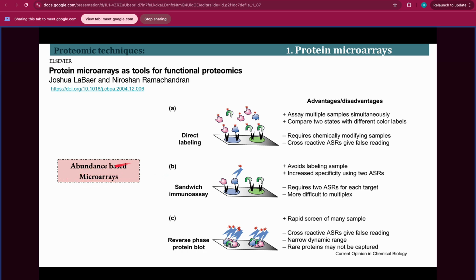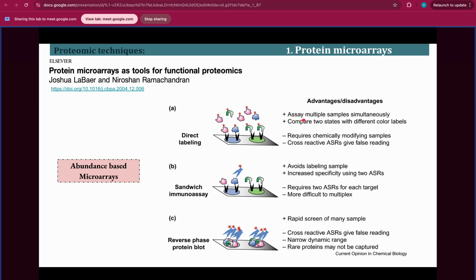In the case of abundance based microarrays we have three techniques. One is direct labeling. We can also perform sandwich immunoassays and reverse phase protein blots. These methods have certain limitations and certain advantages. If we talk about direct labeling, the multiple proteins in the sample are directly labeled.